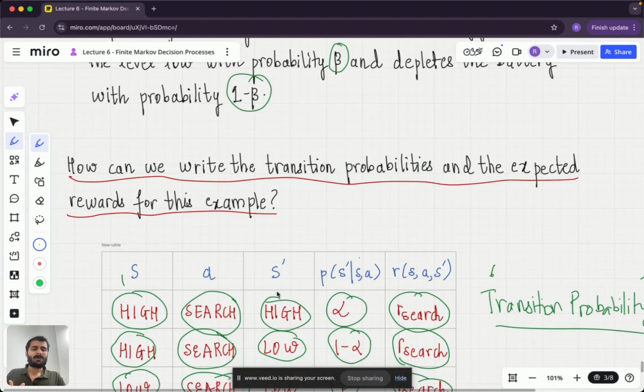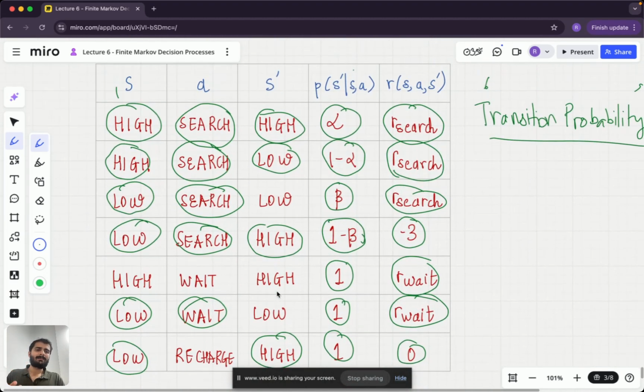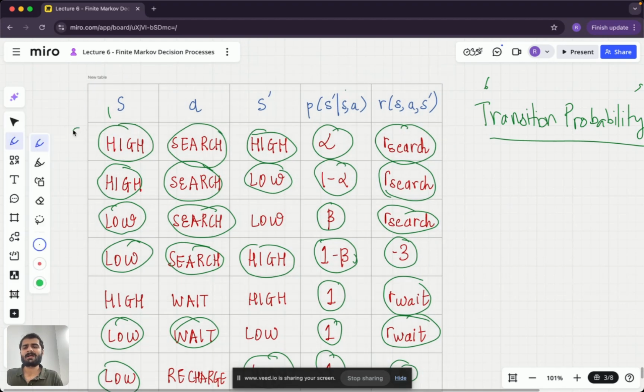So let's now try to understand this by taking a lot of examples. First, let's say the robot is in the high state, which are the first two cases which I have outlined over here. So we'll try to first understand this. Don't look at other rows at all. If my robot has a battery high and my robot is searching, so if S is high and A is search, then there are two possible options. Either my battery will stay high or my battery will become low. In both of these cases, the reward is going to be R search because my robot is still searching.